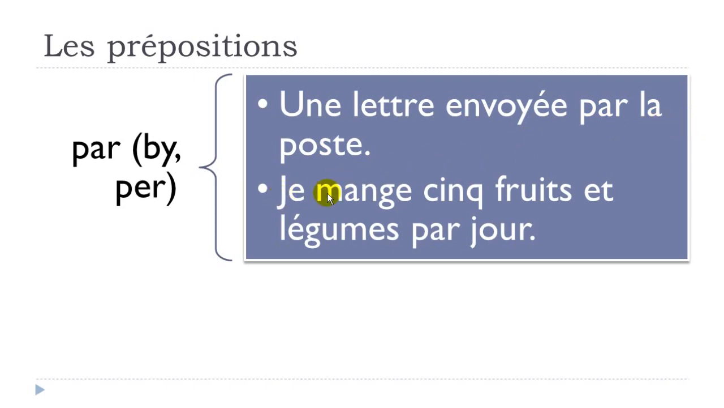Okay, je mange 5 fruits et légumes par jour. Okay, so in that case, it would be this per day. Par jour. Je mange, I eat 5 fruits, fruits, et légumes, légumes is vegetables, par jour, okay, per day. Je mange 5 fruits et légumes par jour.